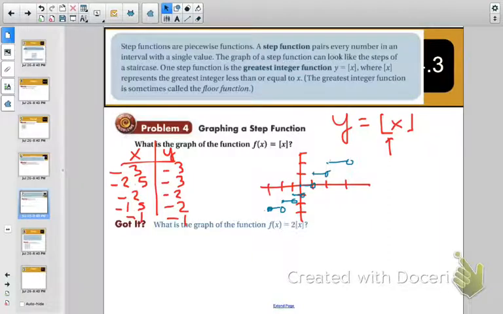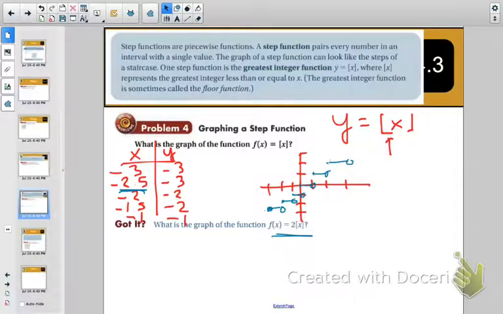Okay, and that is known as a floor function because you're rounding down, basically, to the lowest integer. Okay, if it were a ceiling function, this negative 2.5 right here would go up to negative 2, because you'd be rounding up, not down. And these you can transform just like anything else.